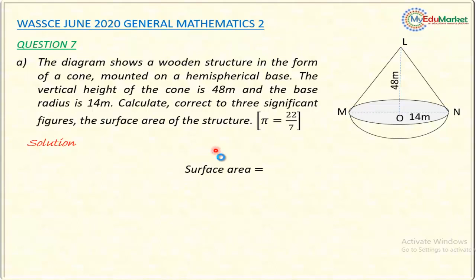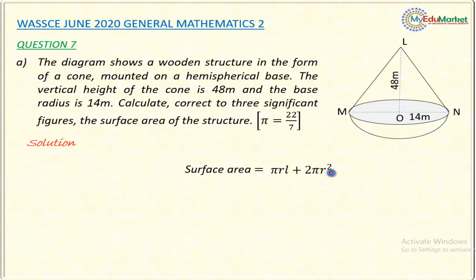Surface area of this structure will now be the curved surface area of the cone added to the surface area of this hemisphere. So it's given by the formula πrl, which is the curved surface area of the cone, plus 2πr², which is the surface area of the hemisphere. The complete sphere has a surface area 4πr², but this is half of it, that is a hemisphere, so we will now have 2πr².